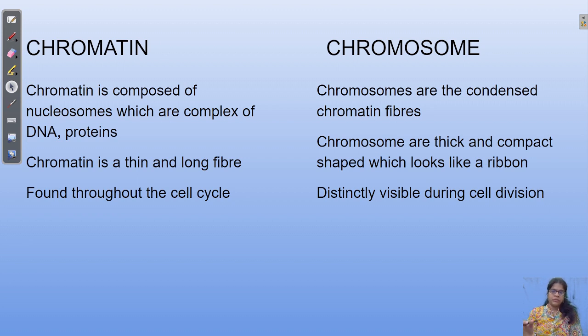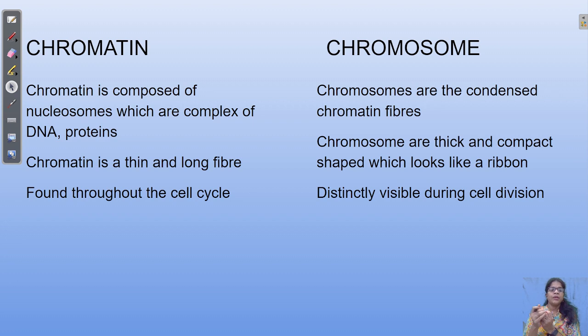Before I tell you the types of chromatin, let me give a clear explanation about the differences between chromatin and chromosome. As I told you, chromatin is composed of nucleosomes, which are complexes of DNA and proteins. Nucleosomes are nothing but histone proteins that have been wrapped by the DNA. And what are the types of histone proteins? I will let you know in the next class.